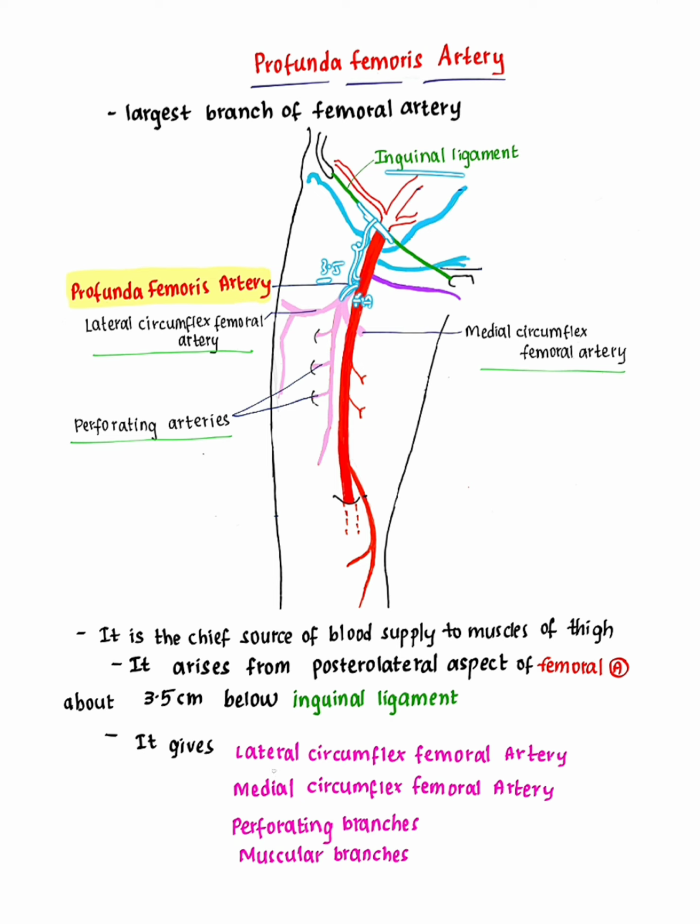Profunda femoris artery gives lateral circumflex femoral artery, medial circumflex femoral artery, perforating branches, and muscular branches.